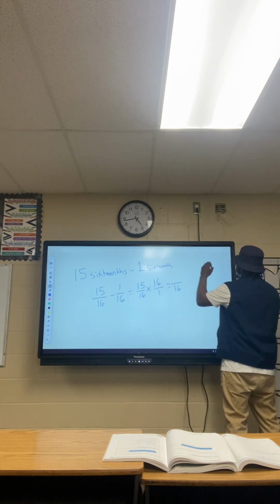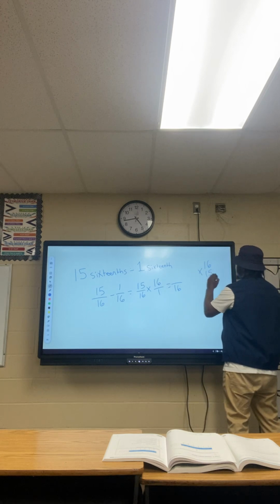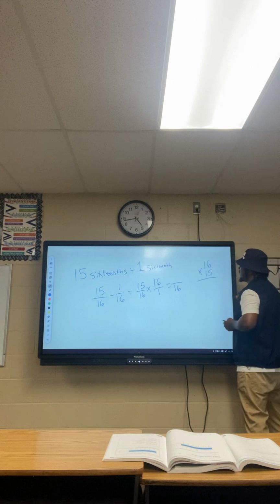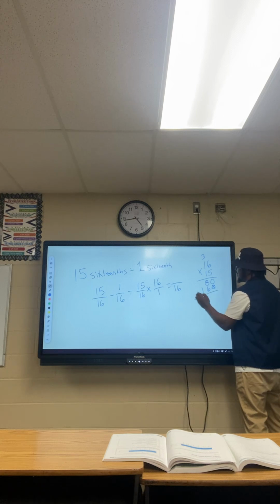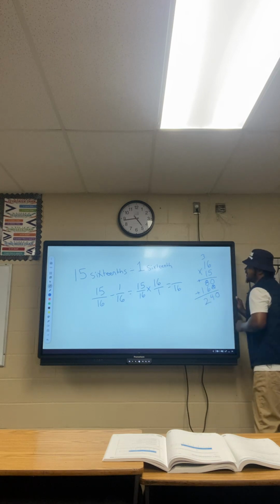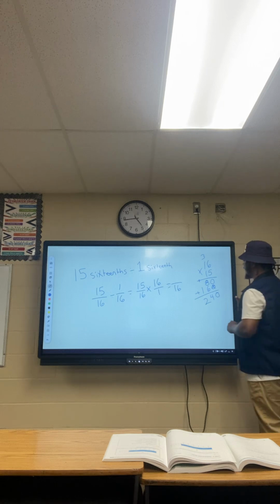So standard algorithm. We take our 5 and multiply by everything up top. 6 times 5 is 30. 5 times 1 is 5, plus 3 gives us 8. We need a 0 spacer. 1 times 6 is 6. 1 times 1 is 1. Our last step is to add these. 0 plus 0. 8 plus 6 is 14. Carry the 1. 1 plus 1 is 2. So we have 240 here.